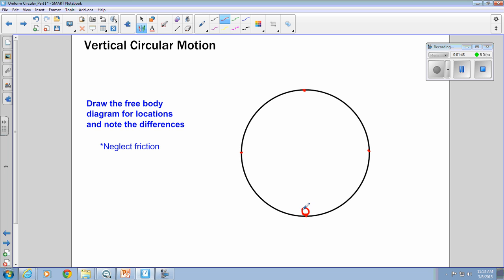So on the bottom, let's put an object on here. Let's say it's a ball, that's going to roll around in this vertical circle. What are the forces acting on it? Well, you have the force normal from the surface of the circle, and you have the force of gravity, or the force weight. We also call it the force weight.